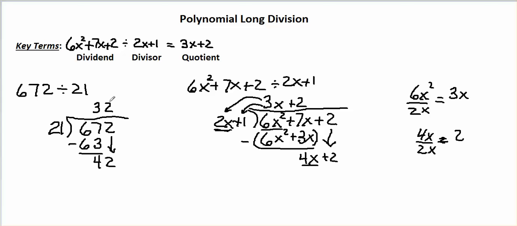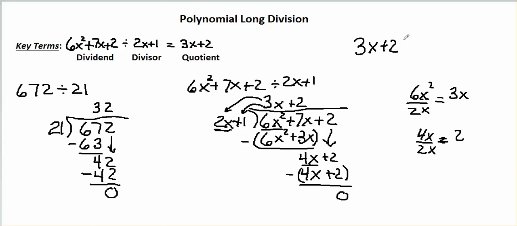What did we do with this 2 over here? We multiplied 21 times 2 to get 42. And when we did our subtraction, we got a remainder of 0. We're going to do the same thing here, but remember we have to distribute this 2 across both terms. So 2 times 2x is 4x, and then 2 times 1 is 2. And again, we're going to do a subtraction. So let's go ahead and subtract 4x minus 4x is 0. 2 minus 2 is 0. We have a nice remainder of 0. So our answer in our polynomial long division is 3x plus 2. There we go.